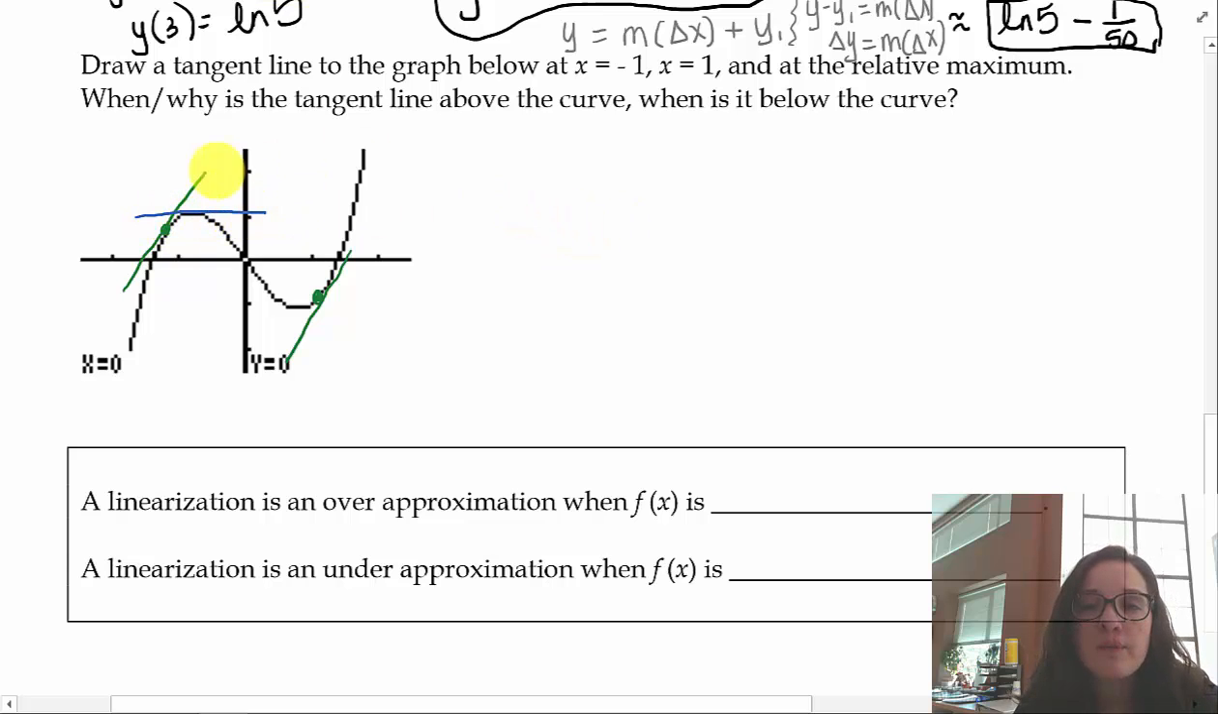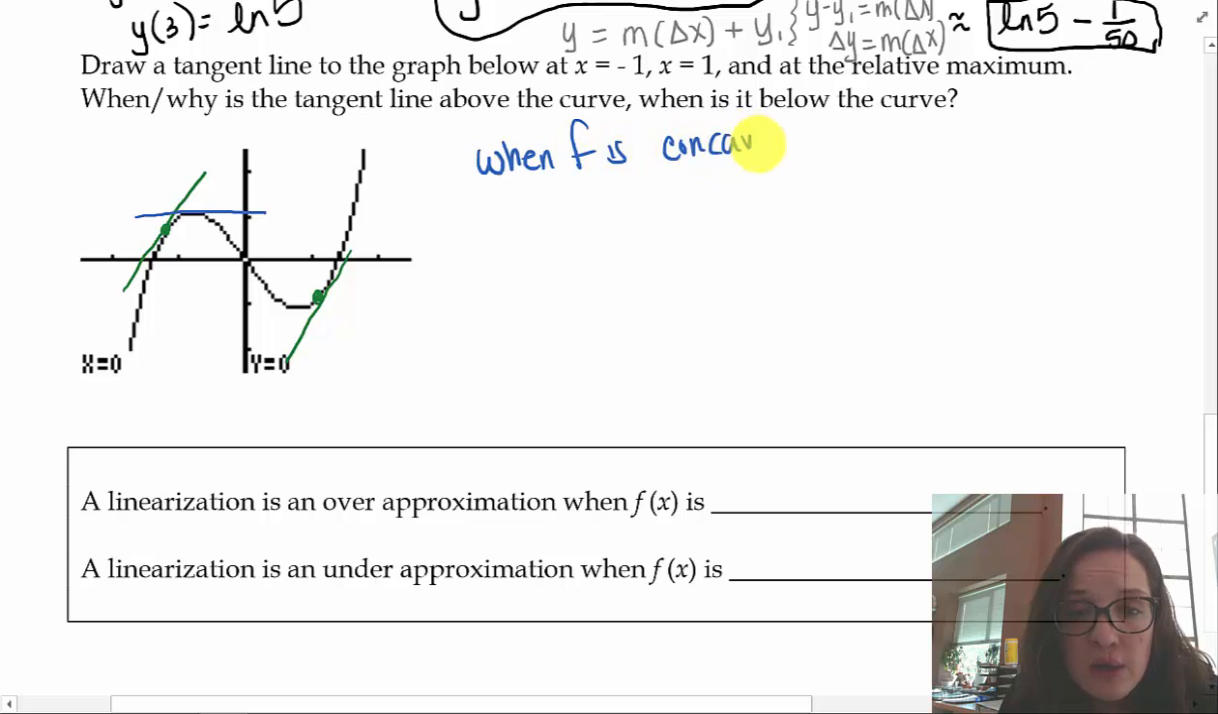When and why is a tangent line above the curve? When is it below the curve? Well, we've already talked about this. The second derivative. When f is concave up, the tangent is below f.